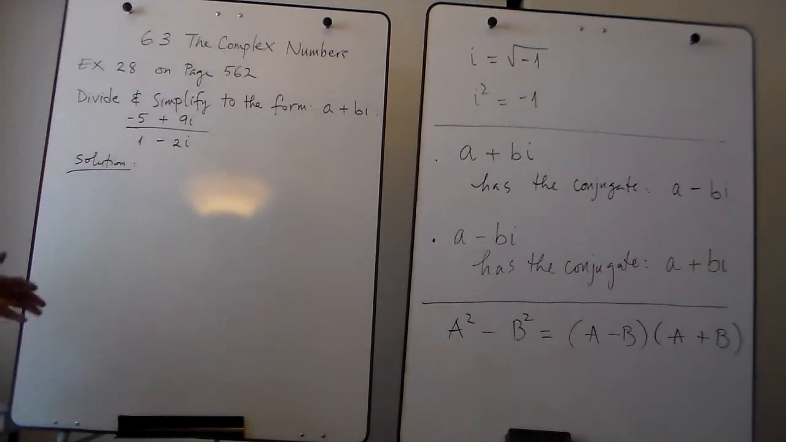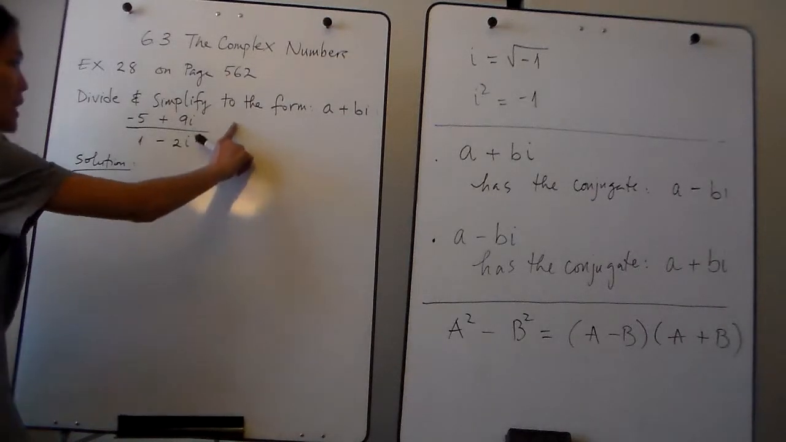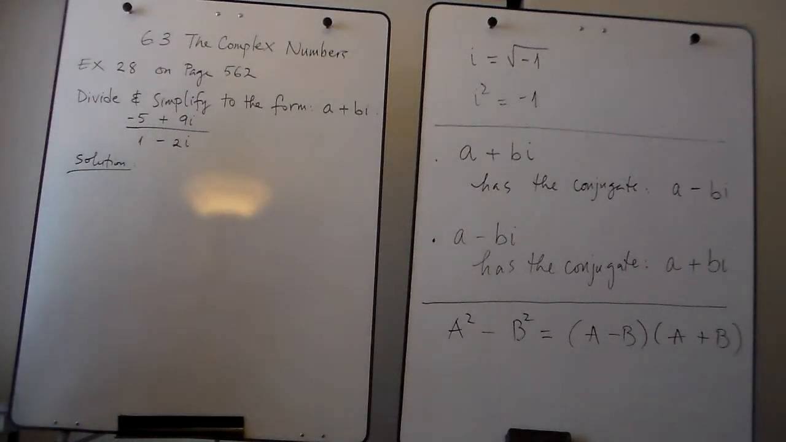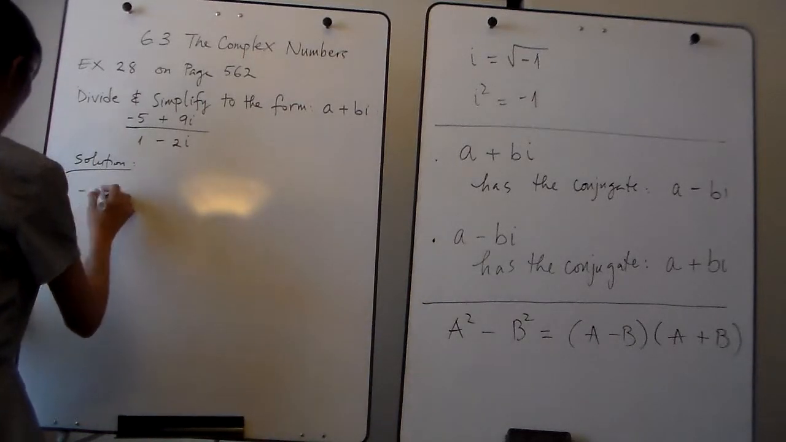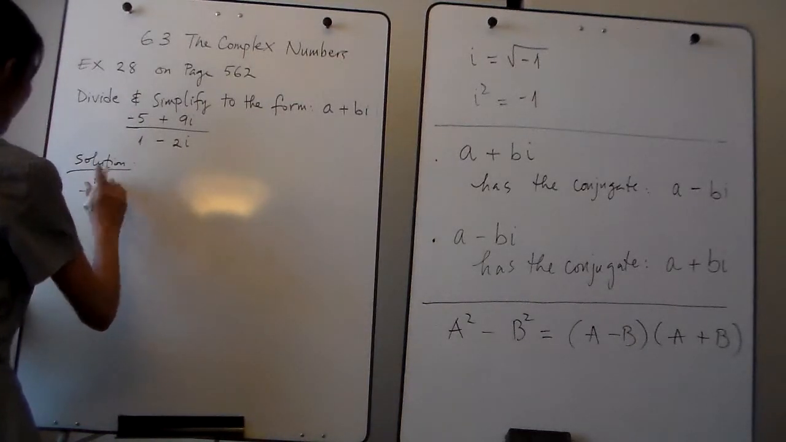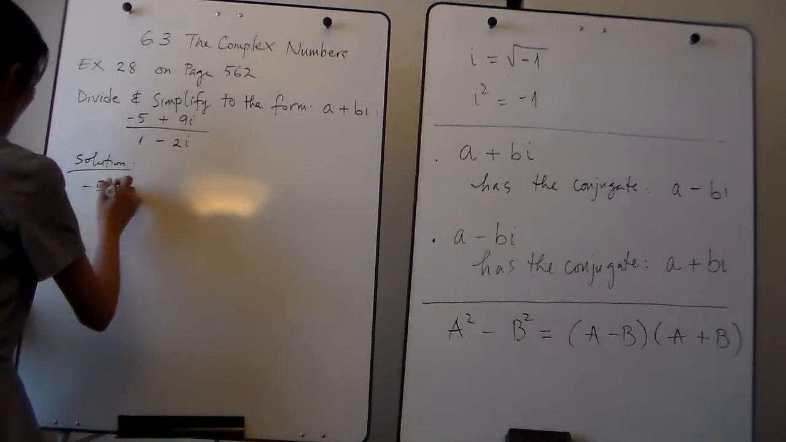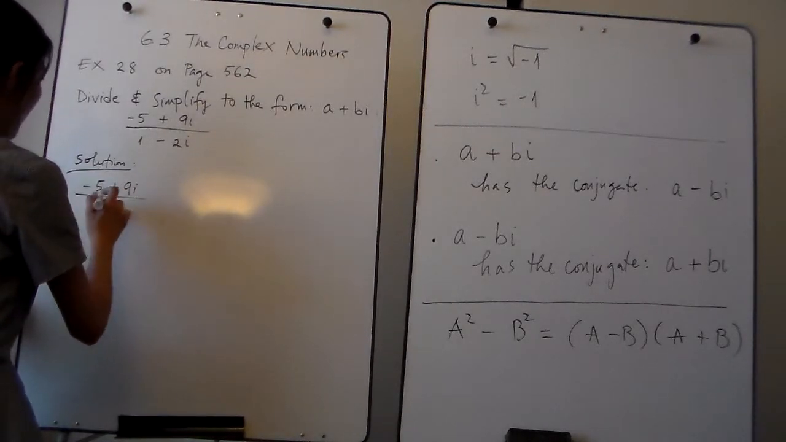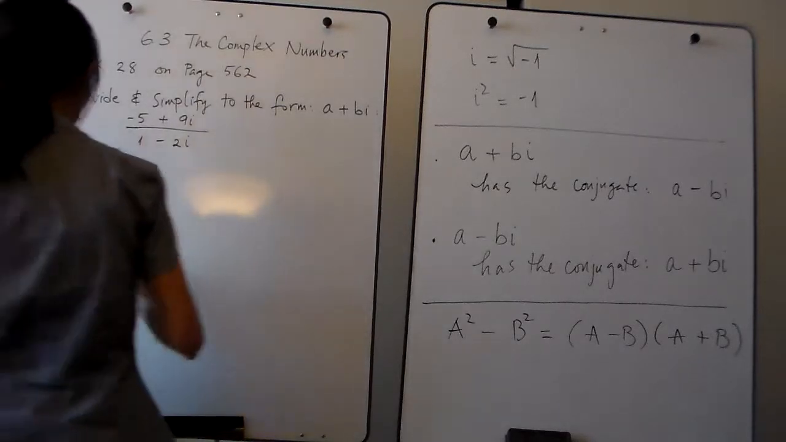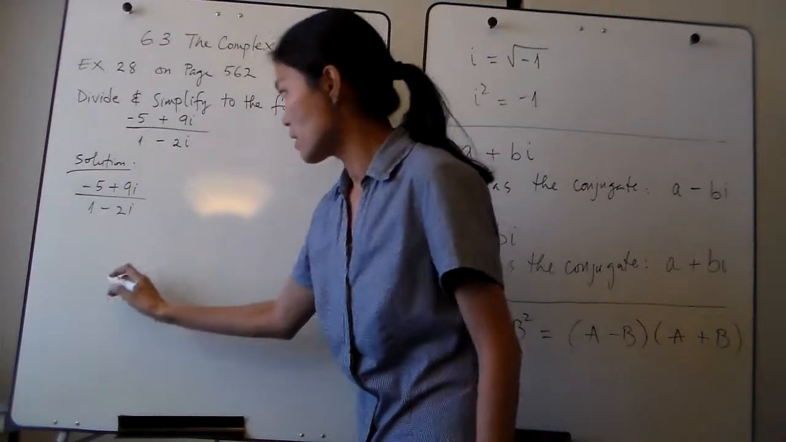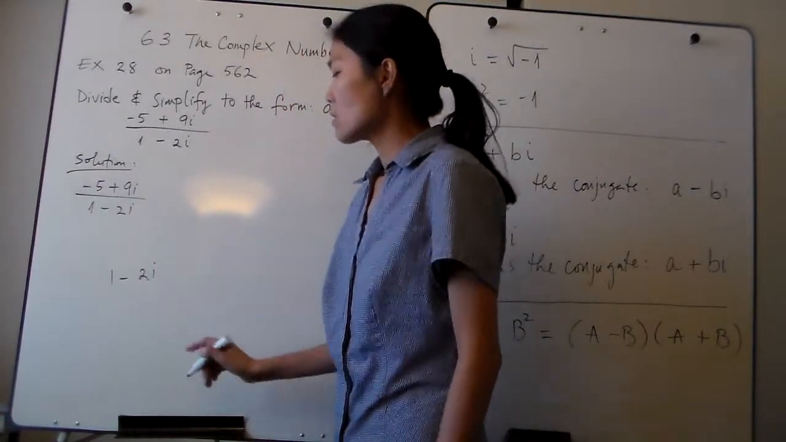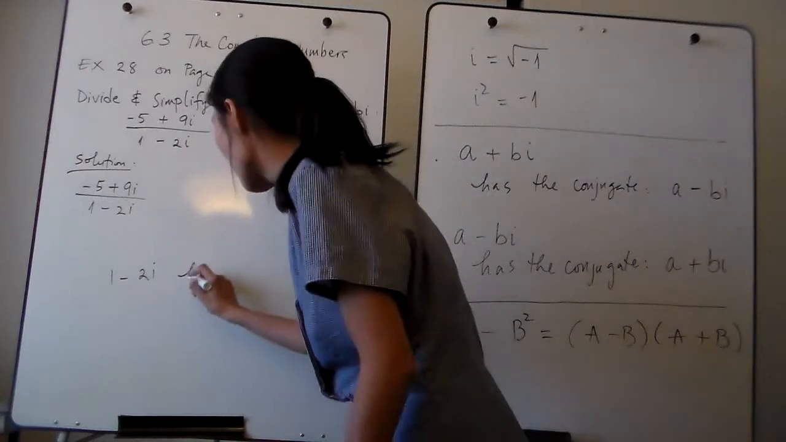When dividing a complex number, we multiply by 1, and this 1 is in terms of the conjugate of the denominator. Let me show you this just to illustrate my point. We're given -5 plus 9i divided by 1 minus 2i. The denominator, the complex number, is 1 minus 2i, right? It has a conjugate.